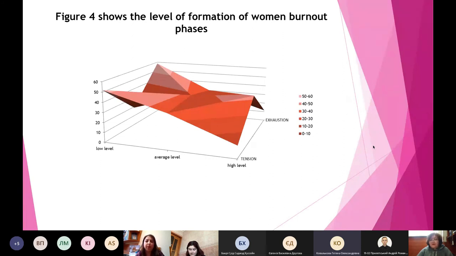Thus, we can conclude that men are more likely to respond through the first phase of the emotional burnout syndrome, that is called tension, while women are more likely to respond by the second stage of the syndrome, that is called resistance.